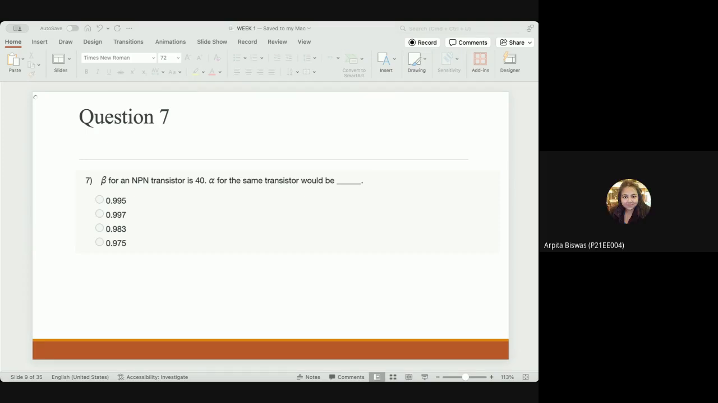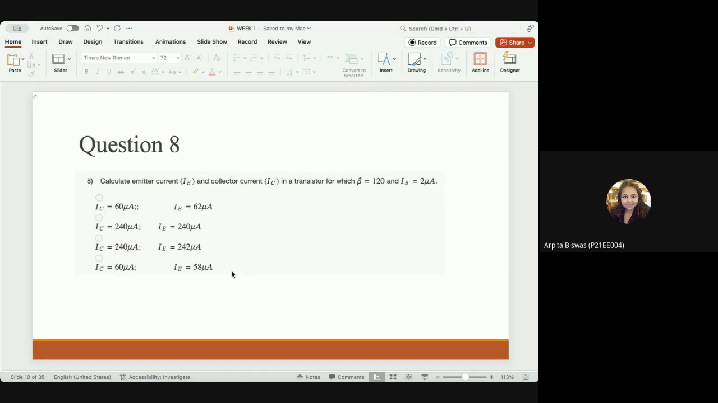Okay. Hema, what is the right option? Fourth option, ma'am. Okay, so the right option is the fourth option. So next, moving towards question number 8. Can you see question number 8?